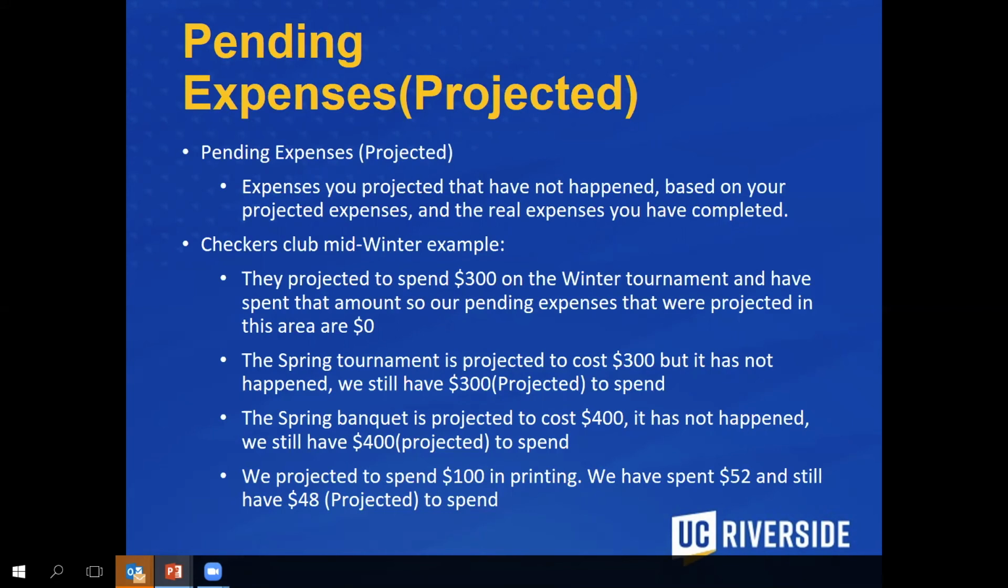Simple. The next area, the spring tournament, they have projected $300 to spend, but it hasn't happened, and the money is actually there, and they projected to spend it, but they have not spent it yet. So they still have $300 projected to spend in this area. Same thing with the spring banquet. The event hasn't happened, so the $400 are still there and are projected to be spent in the future. For printing, we projected to spend $100. We've spent $52, and we still have $48 to spend.